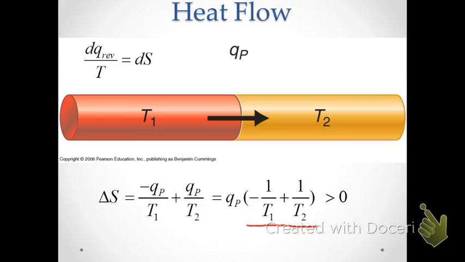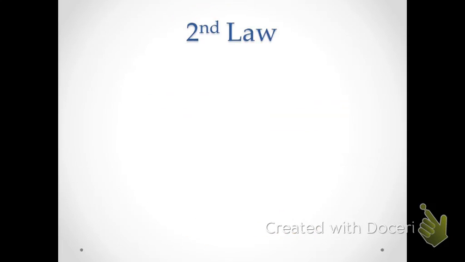Now, of course, we know from practical experience that heat always flows from hot to cold, and this will be the natural situation if T1 is greater than T2. We know naturally heat is going to flow from body 1 to body 2, and we can see for this process that delta S for the flow from the hotter body to the colder body is greater than 0. So this applies to the second law of thermodynamics.